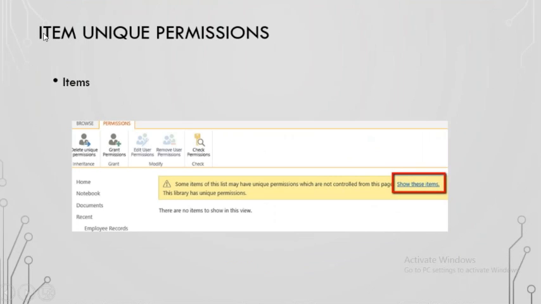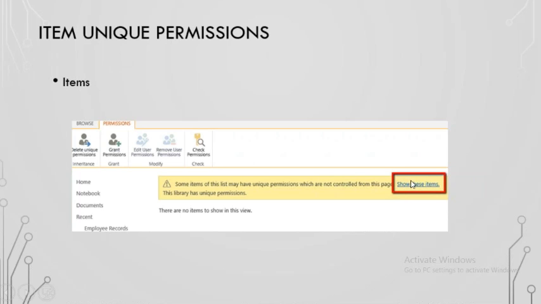Now, of course, the item level permissions, this is also a very common issue. People say, I have this list, and people started sharing it externally, and there's a lot of unique permissions on this list. I just don't know. There's hundreds and hundreds of items here. How do I know what I need to look at, right?